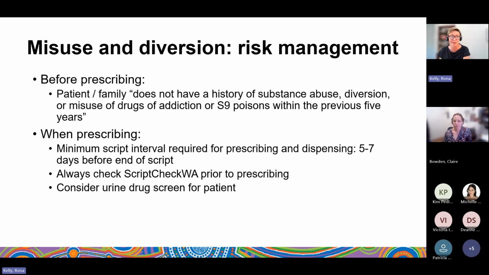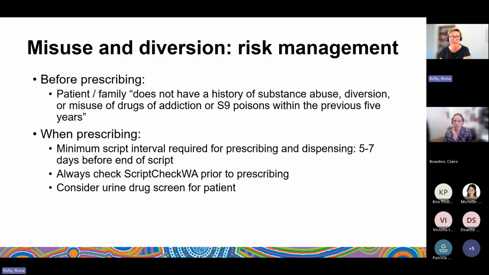When we're prescribing, we always ensure that there's a minimum script interval, and that's actually mandatory here in WA, but that prevents individuals having a surplus of medication. We use available programs, and this is where Script Check WA is incredibly important, and this is to ensure families are not obtaining medication from multiple sources.